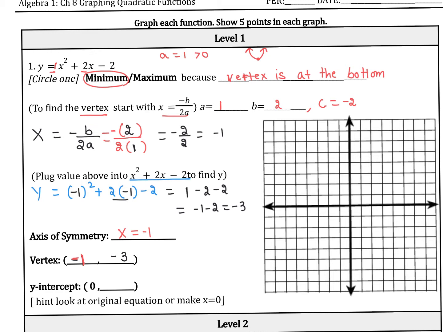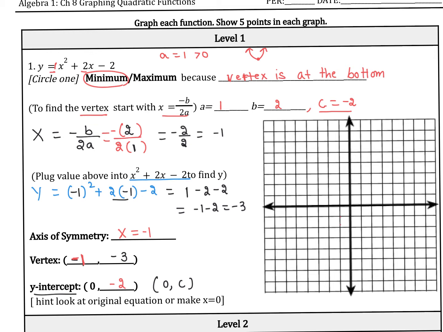For the y-intercept, the y-intercept is always 0 comma c, and c is negative 2. So the y-intercept is 0 comma negative 2. You're going to graph this parabola by plotting the vertex first. The vertex is going to be negative 1 comma negative 3.